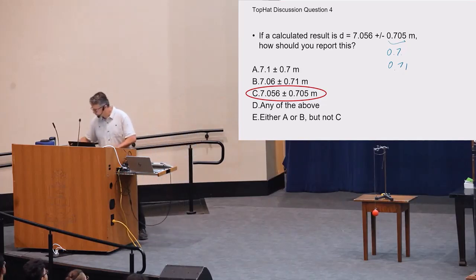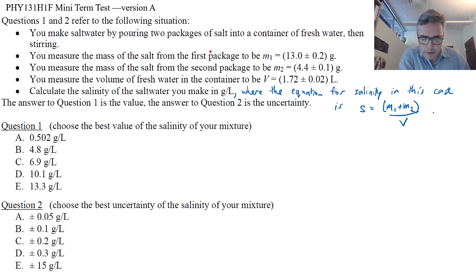So that's really good. So you make salt water by pouring 2 packages of salt into a container of fresh water and then stirring. You measure the mass of the salt from the first package to be 13 plus or minus 0.2 grams. You measure the mass of salt from the second package to be 4.4 plus or minus 0.1 grams. And you measure the volume of fresh water in the container to be V is 1.72 liters plus or minus 0.02. Calculate the salinity of the water in grams per liter, where the equation for salinity in this case is S equals (M1 plus M2) over V.